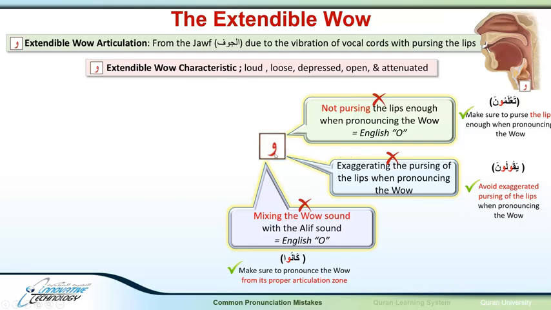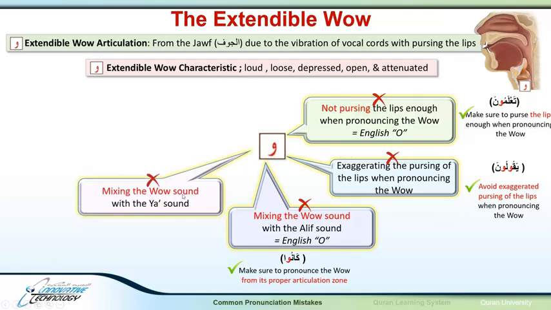The fourth mistake of the waw is mixing the waw sound with a ya sound, E. And although this mistake is less common than the previously mentioned ones, yet it is still to be avoided. Example, yiqinin, yiqinin. This is wrong. It's supposed to be yuqinun. Let's listen to Al-Husari. يوقنون. Yuqinun and not yiqinin. So make sure you pronounce the waw from its proper articulation zone and avoid mixing it with a ya.